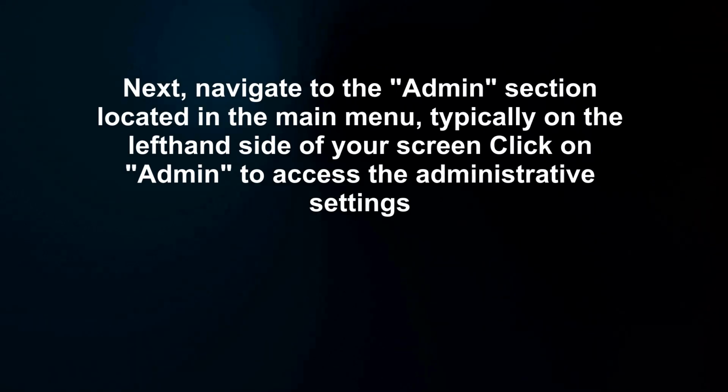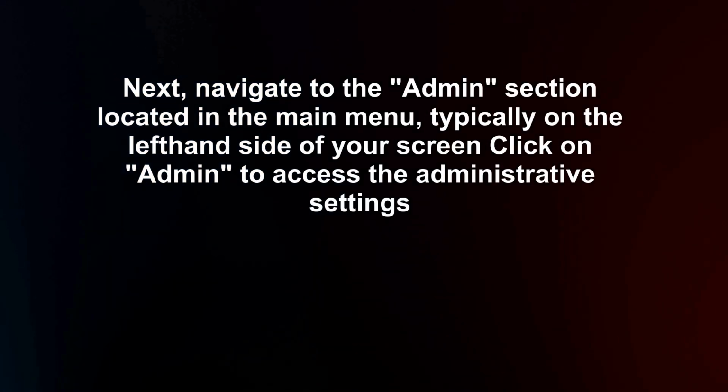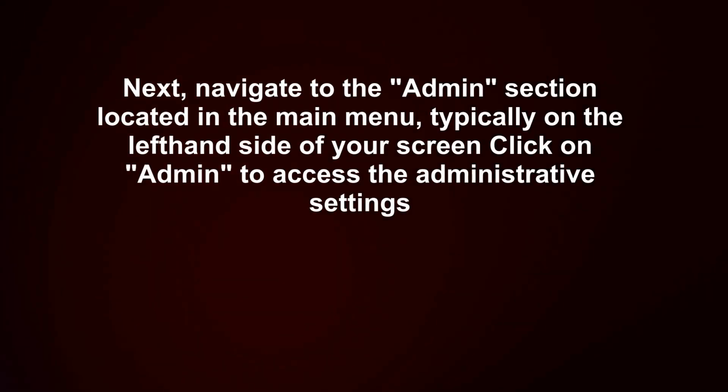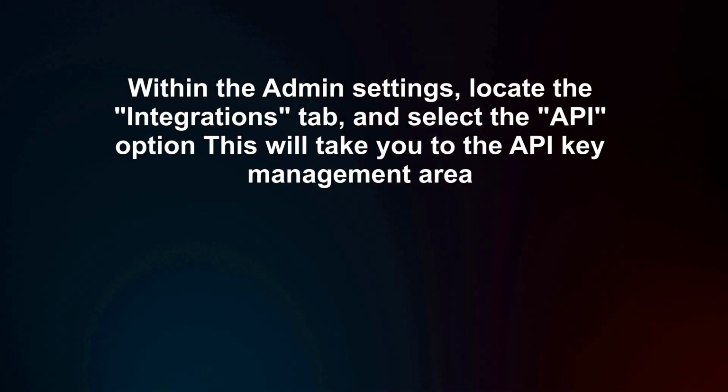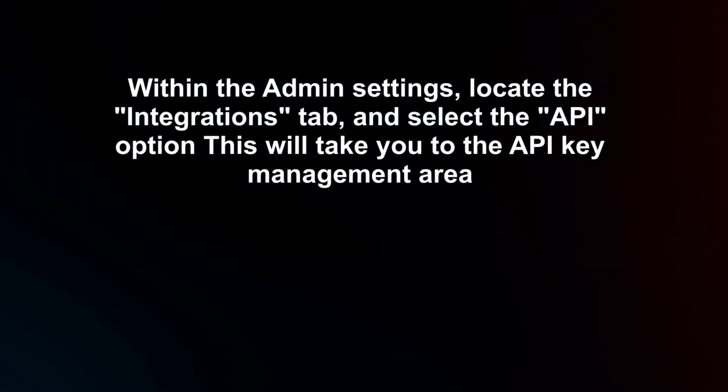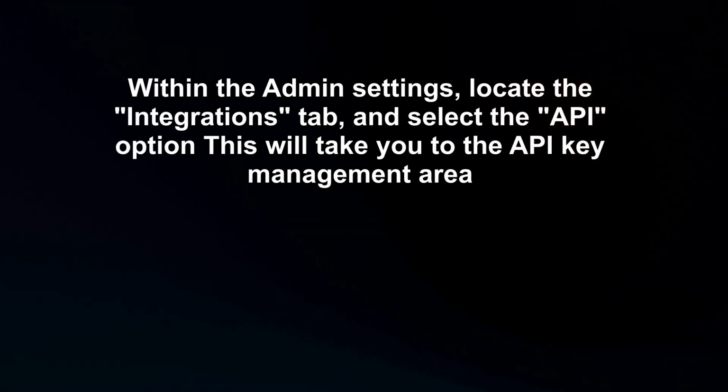Next, navigate to the admin section located in the main menu, typically on the left-hand side of your screen. Click on Admin to access the administrative settings. Within the admin settings, locate the Integrations tab and select the API option. This will take you to the API key management area.